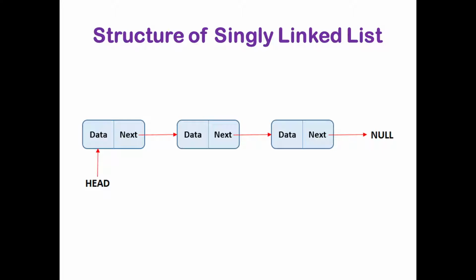So here I have shown a singly linked list having three nodes, and the first node is said to be the head node, and the last node, if you see, it's pointing to a null. So first node points to second node, and second node points to third node. Third node is pointing to null. So this direction of pointing is unidirectional. That is why we say it's a singly linked list.